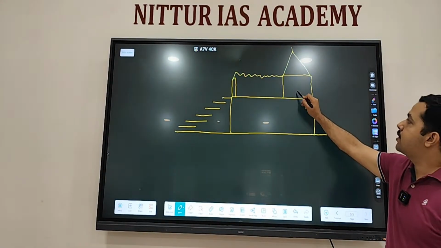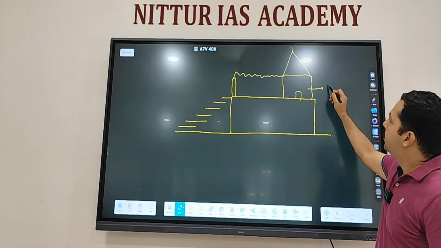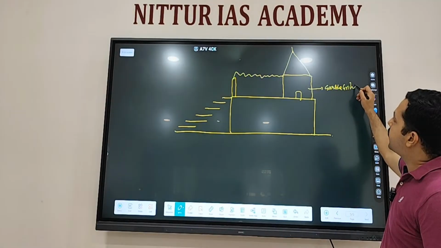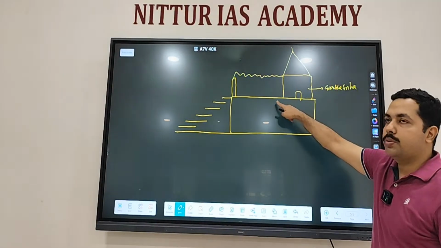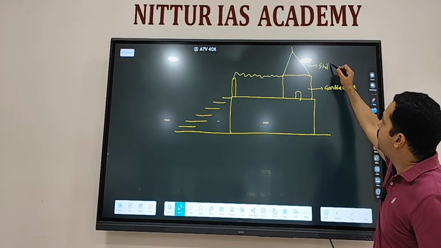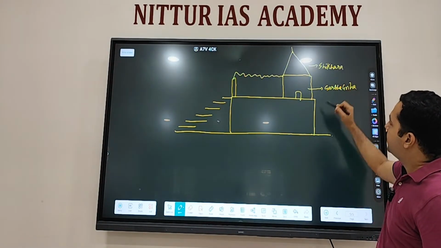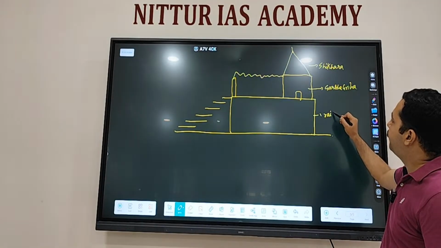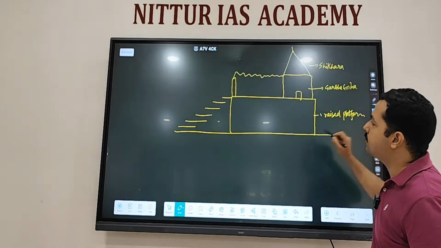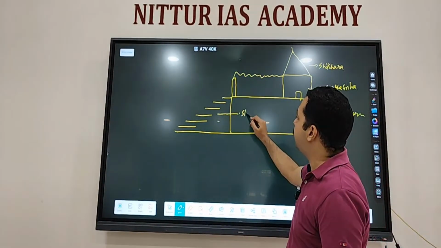This is called the Garbha Griha, where the main deities are kept. These are generally in a square shape. Garbhagriha is mainly in square shape. At the top you will find the Shikhar. This is a raised platform. These are stairs to reach the raised platform.